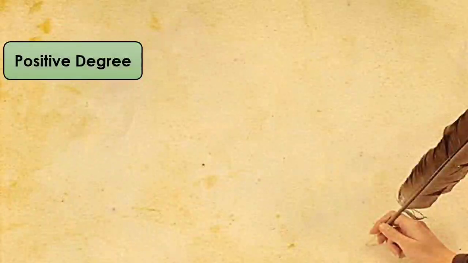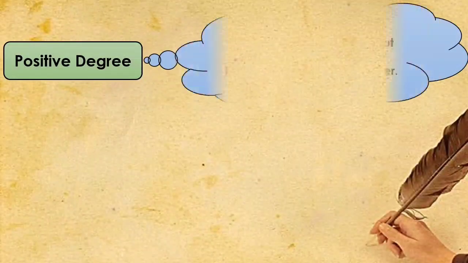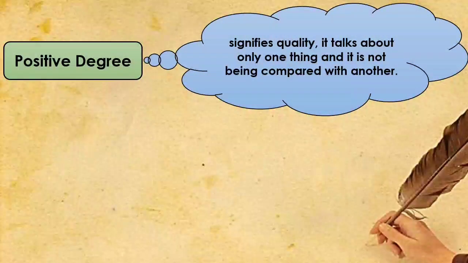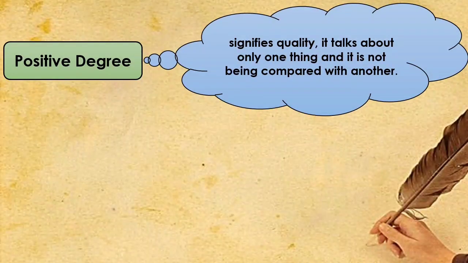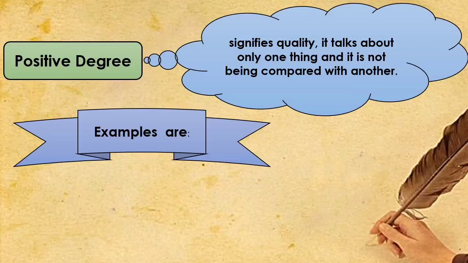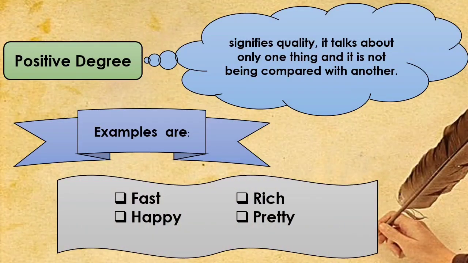Now let us know what a positive degree is. A positive degree signifies quality. It talks about only one thing and is not being compared with another. Examples are fast, happy, rich, and pretty.